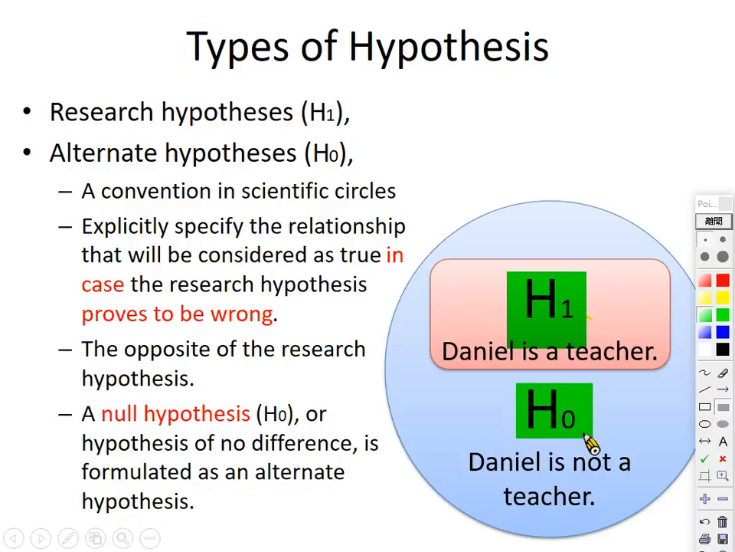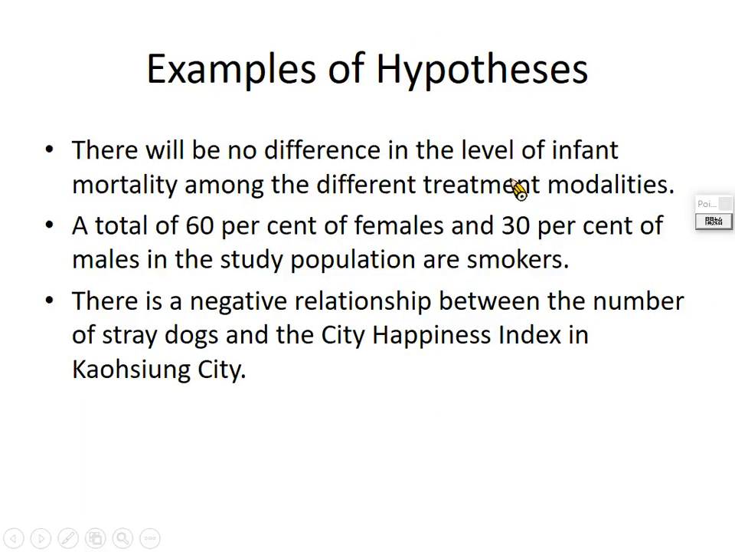Okay, get the idea. So look here. If we reject Daniel is not a teacher, then we must accept Daniel is a teacher, right? In terms of the relationship between Daniel and teacher. If we reject Daniel is a teacher, then we have to accept the hypothesis that Daniel is not a teacher. So it's either way. This is the way we lay out our scientific research. Okay, and there are some examples for this one.